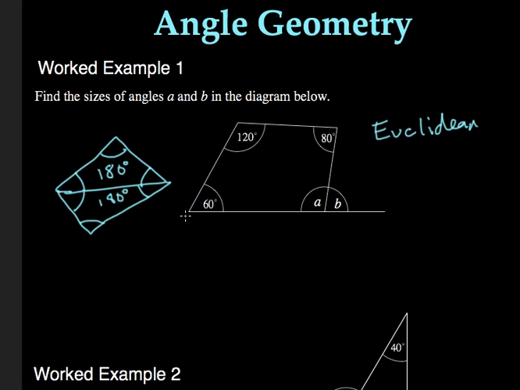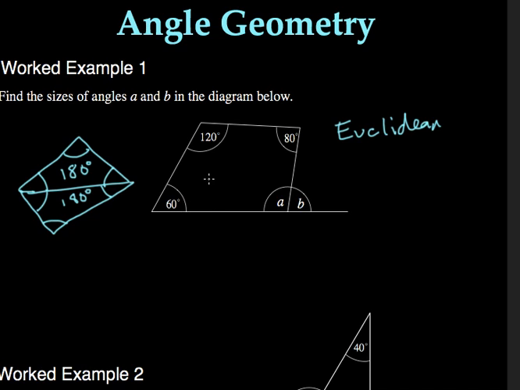It will be 260 degrees inside plus A, and therefore A would be 100 degrees to make 360. So if this is 100 degrees, then B, well, angles on a straight line, you may remember, add up to 180 degrees. Now if A is 100 degrees, then B must be just 80 degrees.